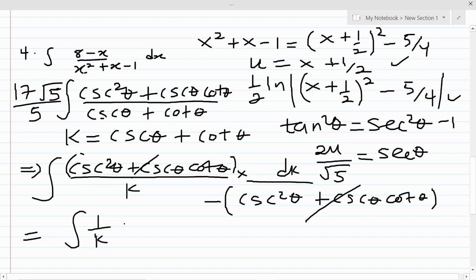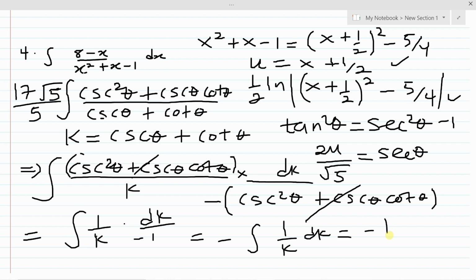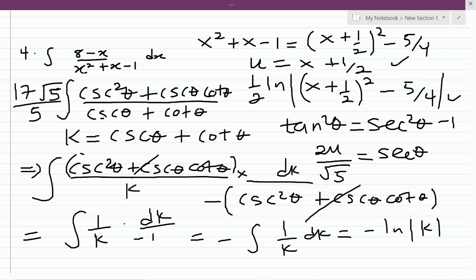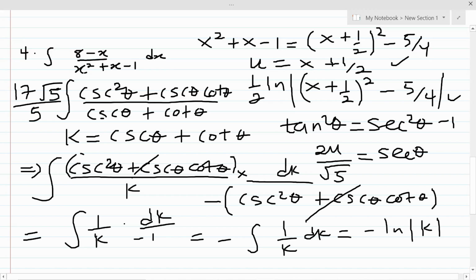as 1 over k dk over negative 1. So just negative integral of 1 over k dk, which will give us negative ln of k. Okay, and so we are done with the integral. Now what is our k? Alright, so we are coming to write back our k and things. I hope you understand how you got the integral. It's very tedious. It's a tedious work.